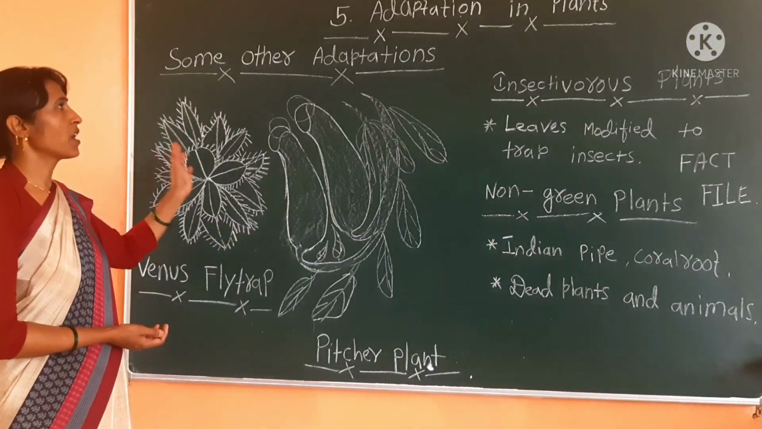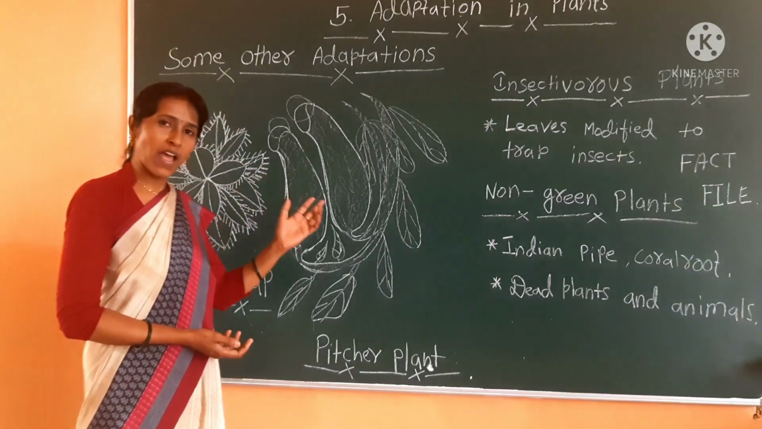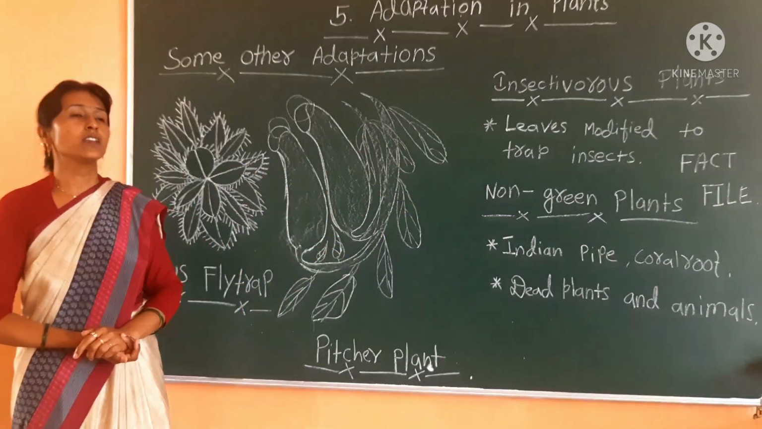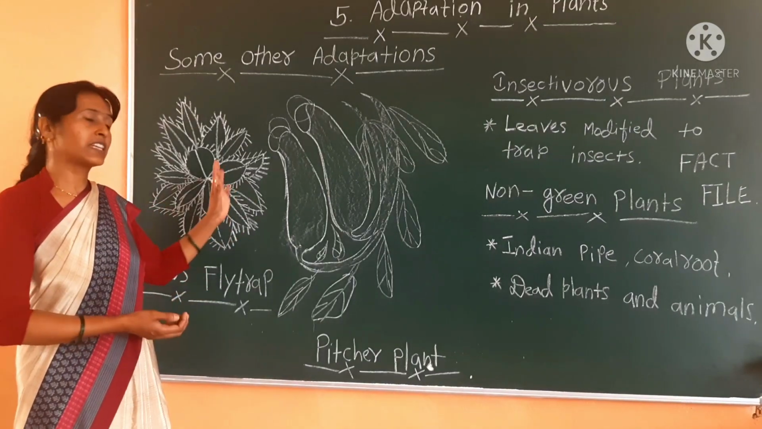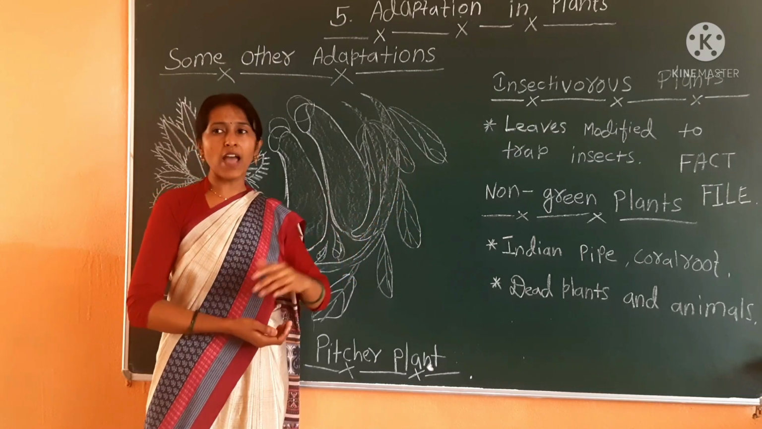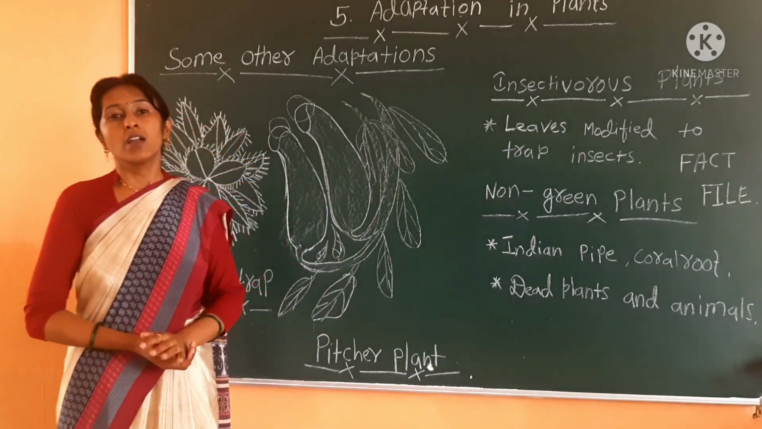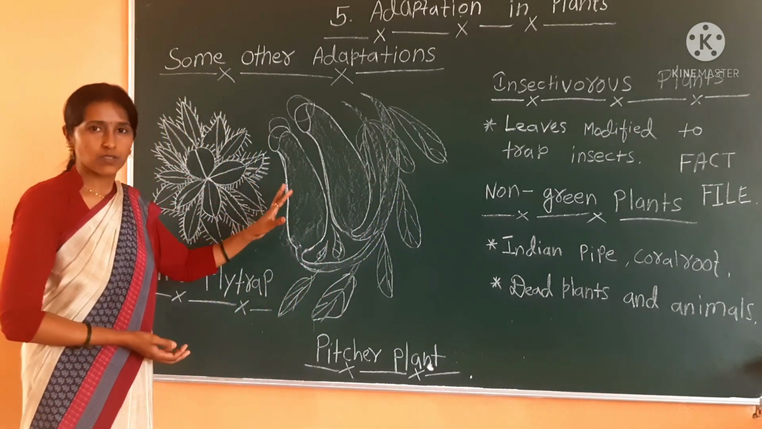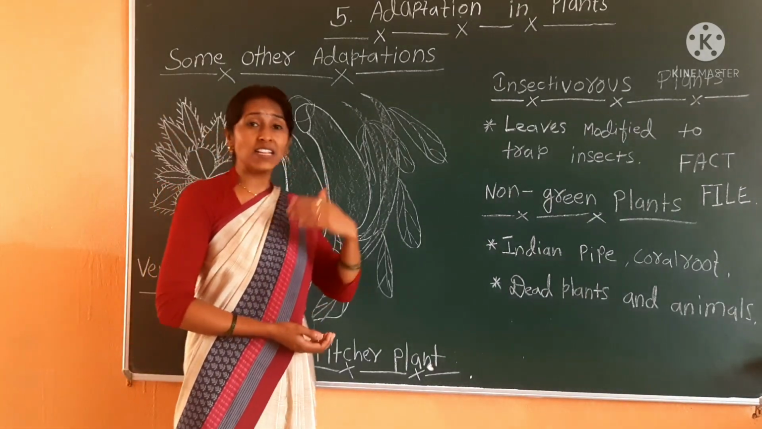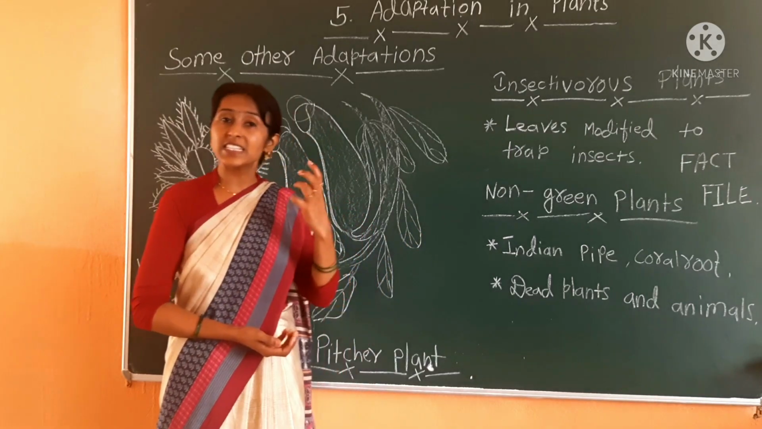So in this adaptation topic, there are two types of plants, insectivorous plants as well as non-green plants, and we know about their adaptations and characteristics. There is also a fact file given here. Why does this happen? Why are these plants known as insectivorous plants, or why do these plants eat insects?